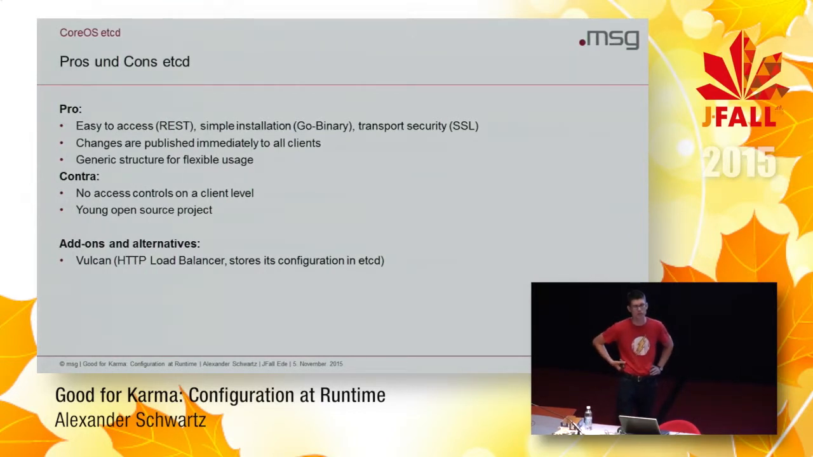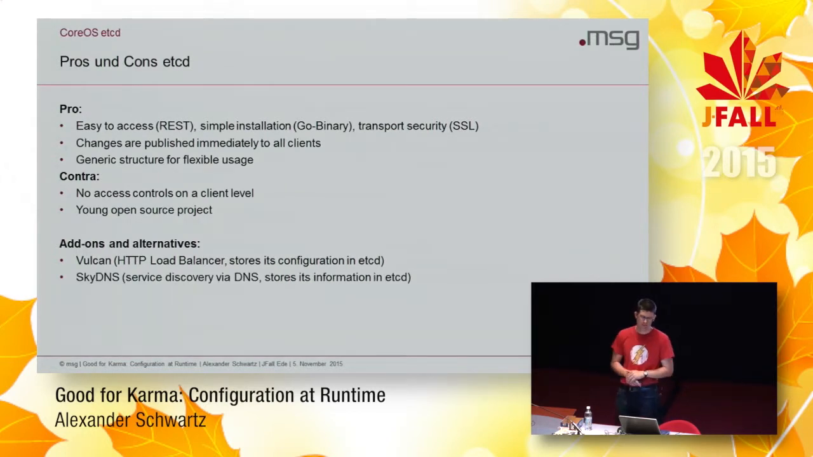There are some other open source projects I want to name here that build on top of etcd. There's, for example, Vulcand, an HTTP load balancer that stores its configuration directly in etcd, so you don't need to have this detour by confd. There's SkyDNS. If you have service information stored in etcd that you want to distribute using DNS, that you have host names that should resolve to the host where the service is currently running, you can use SkyDNS to do that.